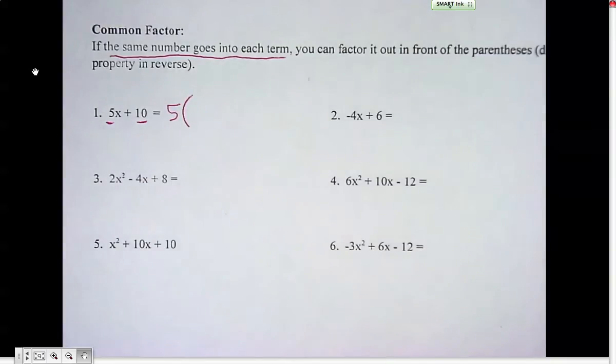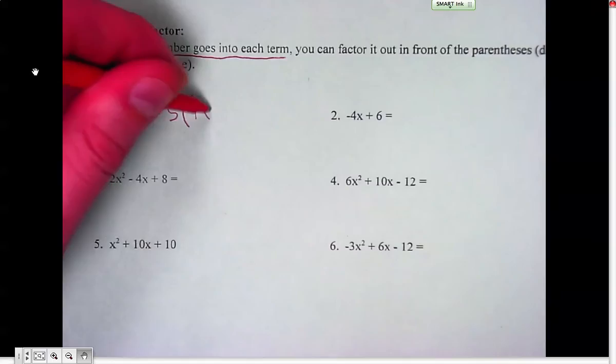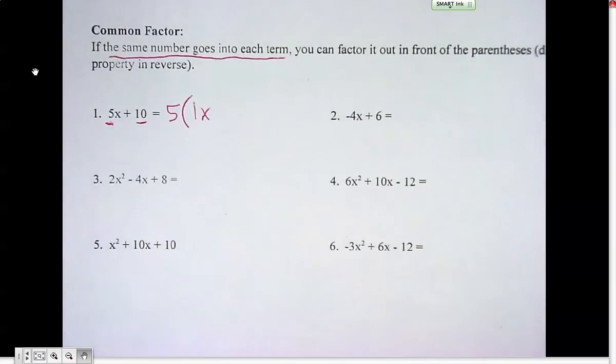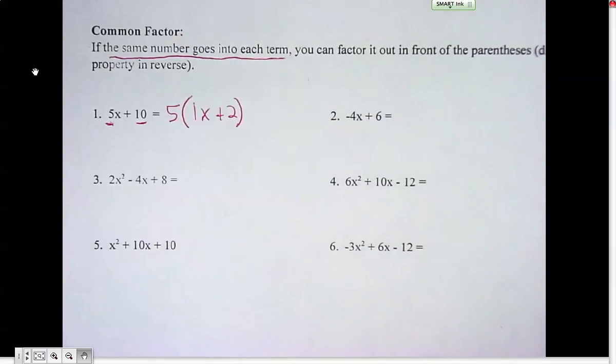And then when I write the inside, I'm dividing. So 5 divided by 5 is 1x, and you don't need to write the 1 if you don't want to. And 10 divided by 5 is 2. Okay, so that's factored out there.